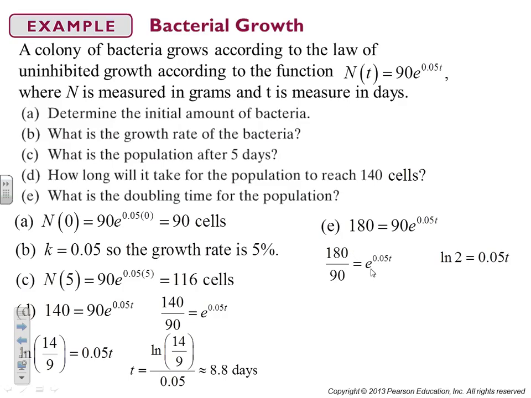Then we're going to take the natural log of both sides. So natural log of 2 equals, natural log will eliminate the base e, so I'm left with just my exponent. Natural log of 2 equals 0.05t. Then I'm going to divide by 0.05. And it will be approximately 13.9 days.